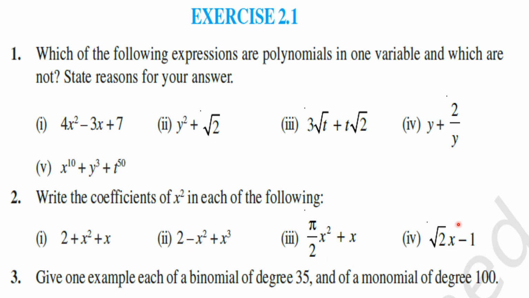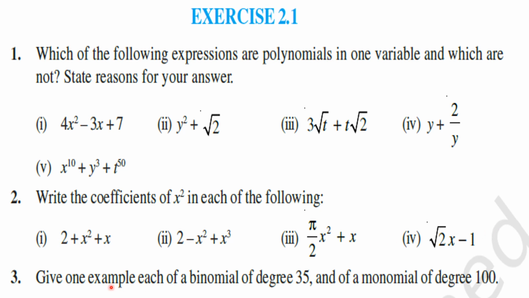Here you will say, sir, no x square is given. What to do? You have to bring that x square from your side. You can add 0 into it, plus 0 you can write. Then you can write plus 0 into x power 2. No issue, because that is 0 only. And you can say the coefficient of x square is 0.